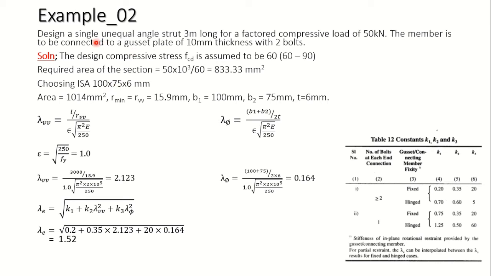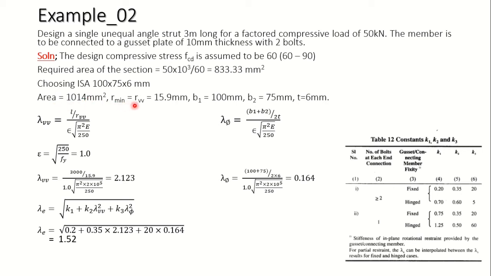Now this is one trial section what I have chosen here, ISA 100 by 75 by 6. It is told to design an unequal angle section, so I have chosen an unequal angle. Both legs are not of the same dimension; 100 is one of the legs, 75 is the other leg. The area of this section is 1014 mm square. What is required for an FCD of 60 Newton per mm square is 833.33, so I have chosen a section with the area higher than this. So area is 1014 mm square.